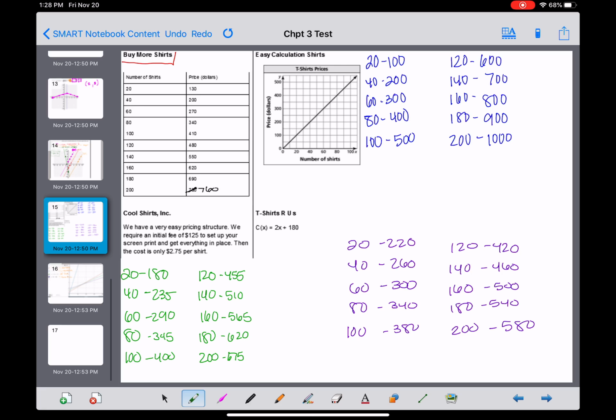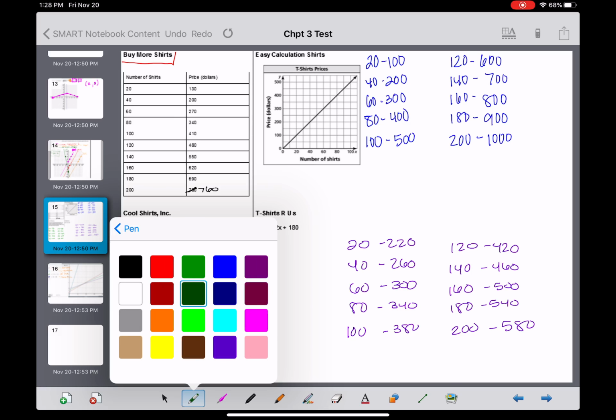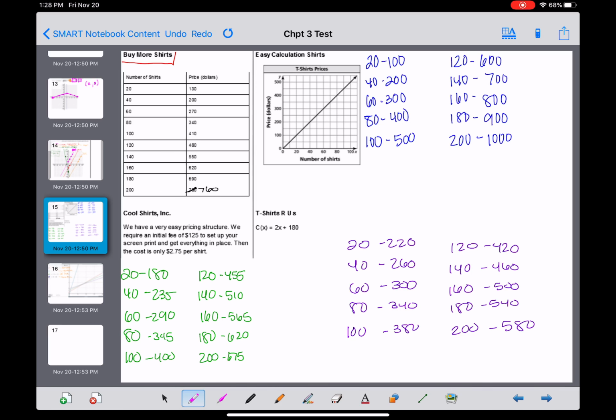The final question, you were being asked to compare 4 different shirt companies: Buy More Shirts, Easy Calculation, Cool Shirts, T-Shirts R Us. The difficult part was that we had many different forms. We had the form of a table, so data in a table, data in a graph, data as wording, and data as a function or an equation. So it's hard to compare when they all look so differently.